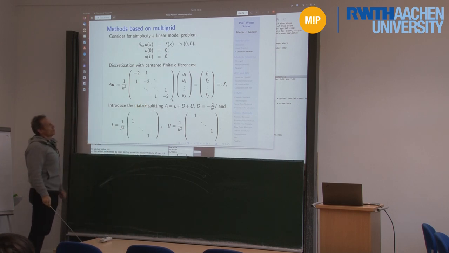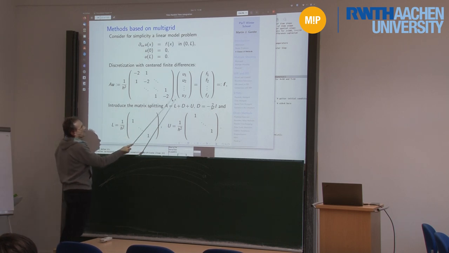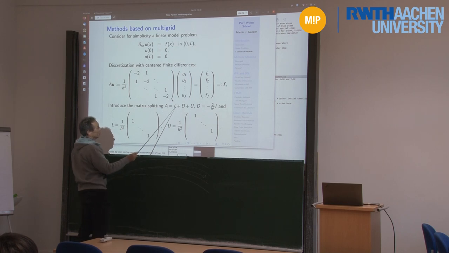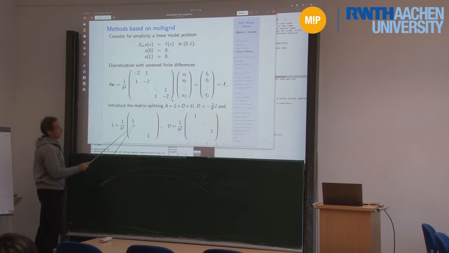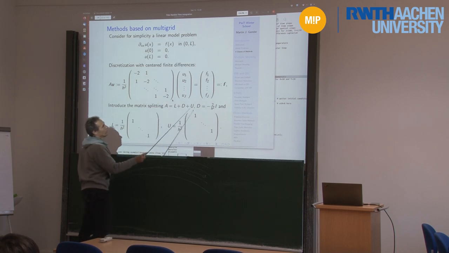And then what you need in multigrid, you need two components. You need a smoothing iteration and a coarse correction. So to get a smoothing iteration, you take this matrix and you cut it into three pieces. There is a diagonal piece. This is a minus 2 over h squared. This is just the diagonal of this matrix. And then you have L, the lower triangular part. This is just this 1 with a 1 over h squared. And an upper triangular part, which is just the 1 above the diagonal with a 1 over h squared. So you have these three matrices.